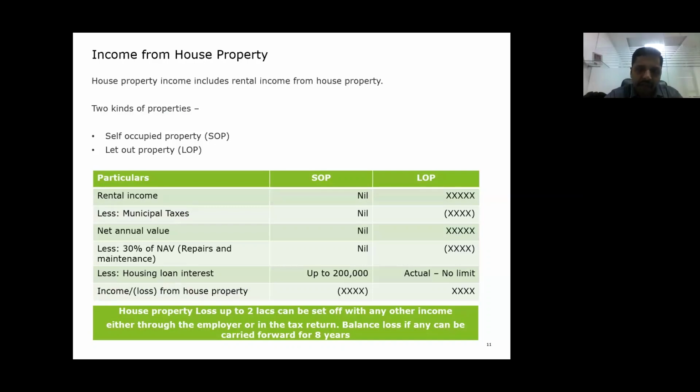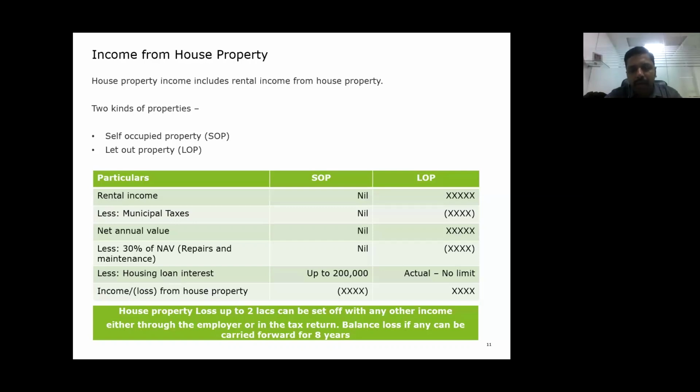I have just given a small snapshot of how the computation has to be done under income from house property. It is rental income in case of let-out property. In the case of a self-occupied property, it is nil. There is no deduction for municipal taxes in case of self-occupied property. However, in the case of let-out property, municipal taxes are allowed as a deduction on actual payment basis. Then 30% of the net annual value is allowed for repairs and maintenance.